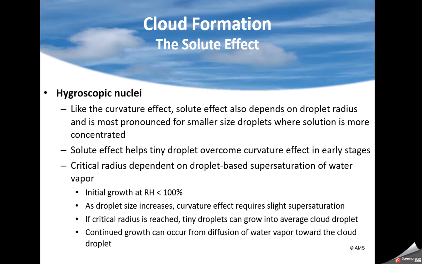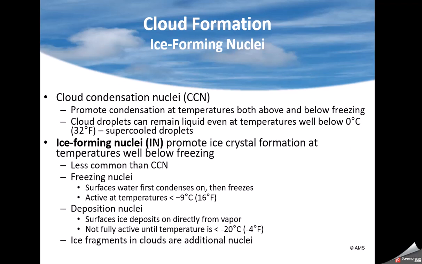So as the cloud droplet begins to grow, the curvature effect will become less, and it won't need that condensation nuclei as much. So these are really important for the smallest of the cloud droplets.